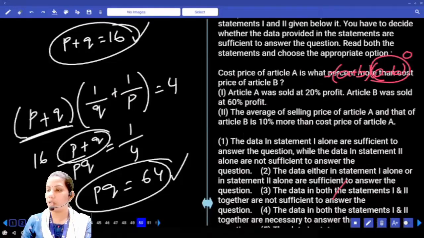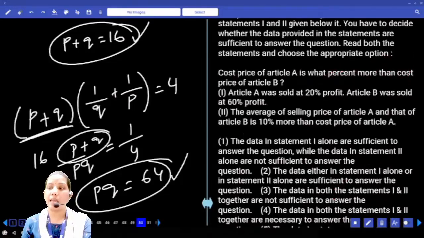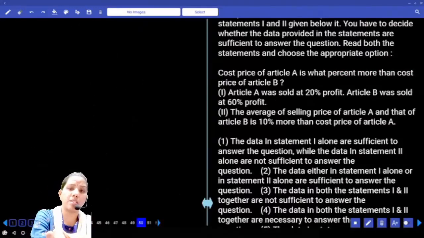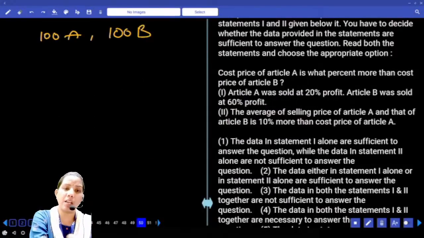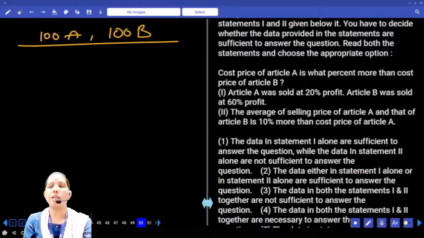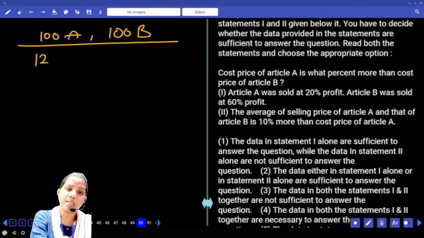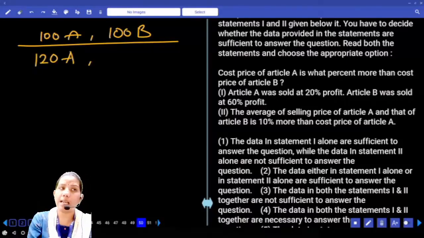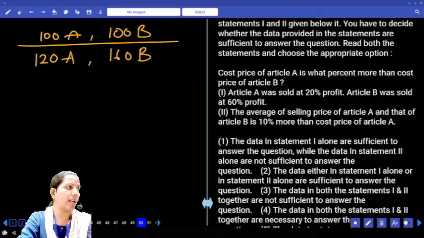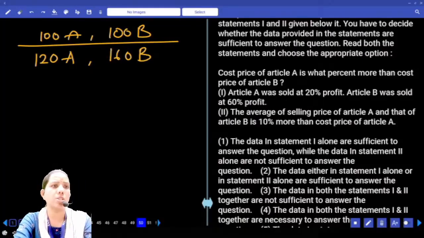Next question number 50. Cost price of article A is what percentage more than article B? So my assumption, cost price of article A is 100A and cost price of article B is 100B. So this is the given information. And next, what is statement 1? Article A was sold at, what is selling price? 120A. And what is selling price of article B? 160B. We don't have the two equal. So 1 alone is not sufficient.